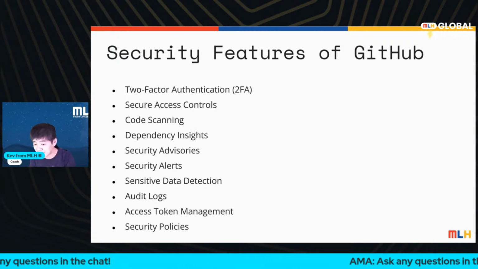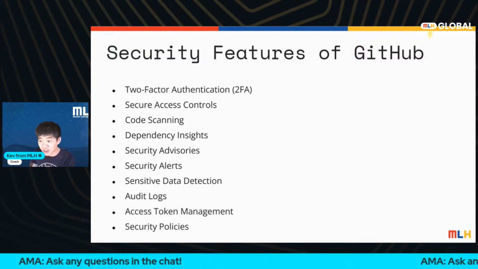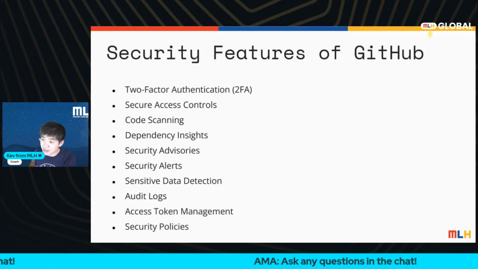It also has sensitive data detection. If you don't know this, here's a really big thing when you're working with a repository, especially one that's not local and is online. Do not ever put your API keys directly in your code base and publish it.